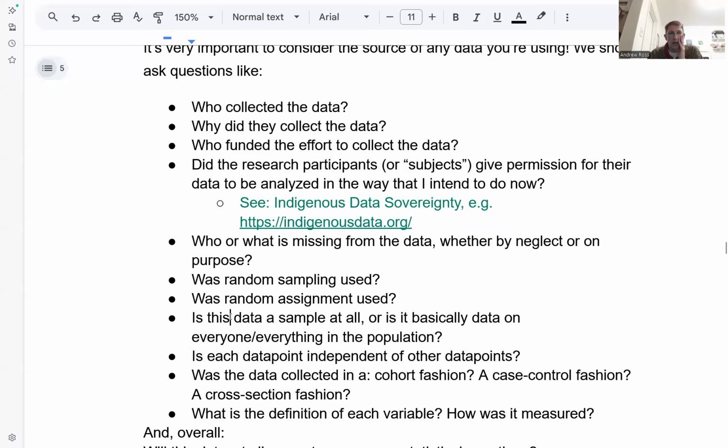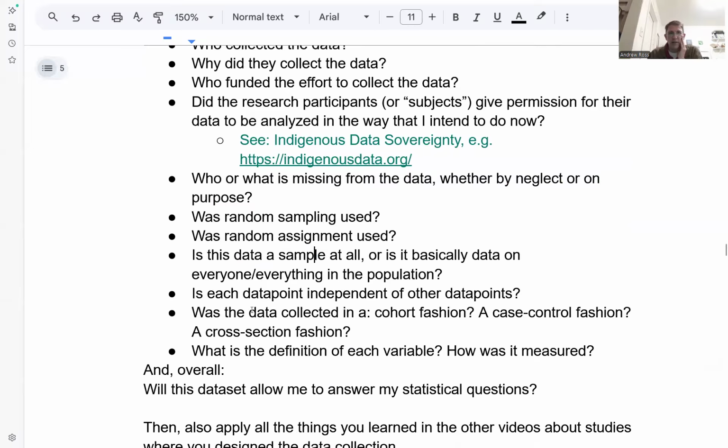We should ask, is the data even a sample at all, or is it basically data on everyone or everything in the population? Like if I have data on the 50 states, ignoring Puerto Rico and Guam, etc., I didn't take a sample of states. I have data on all 50 states. We could ask, is each data point independent of other data points?